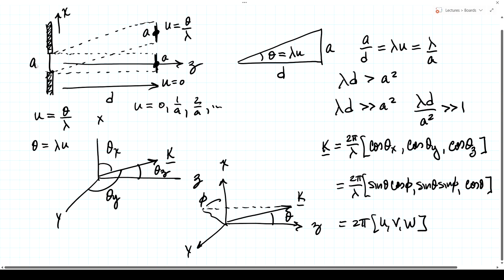And in other words, nature likes to take two-dimensional Fourier transforms using optics.